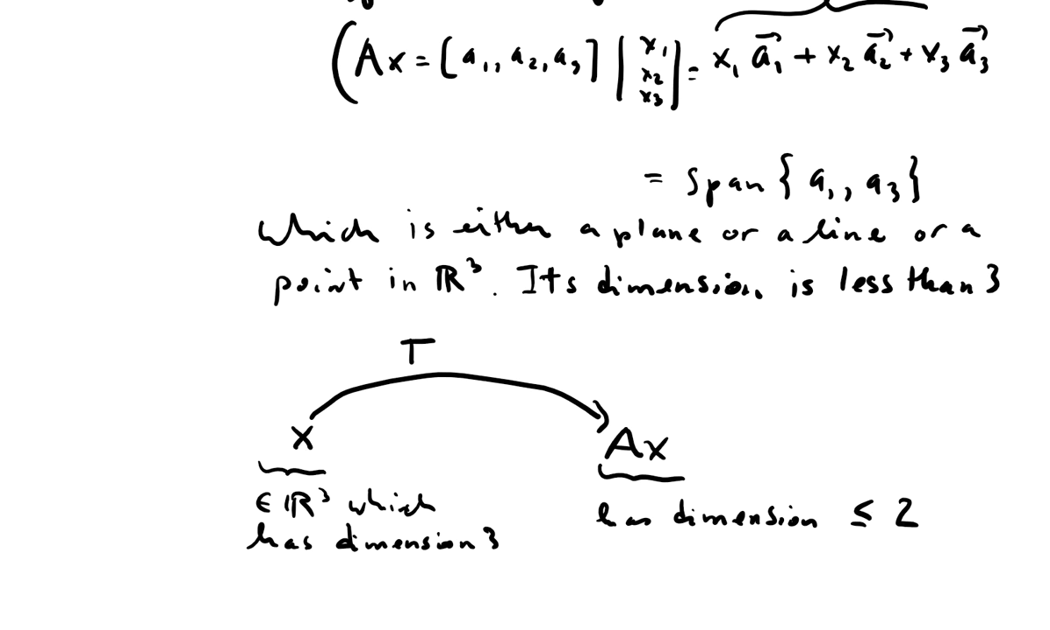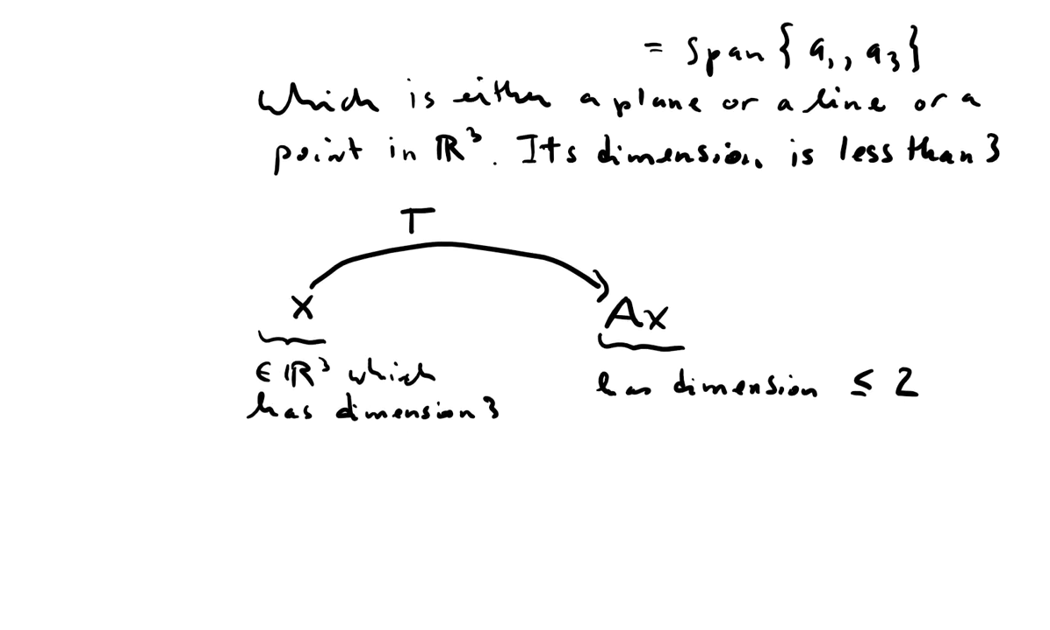So Ax lies on an object that has a dimension less than or equal to 2, because it's either on a plane, a line, or it's just a point, which if it's a point, it's just the point 0. And that shows you can't go backwards, because you can't go from a space of dimension 2 and generate a space of dimension 3 with linear transformations. That I've shown you in a comment on Moodle.